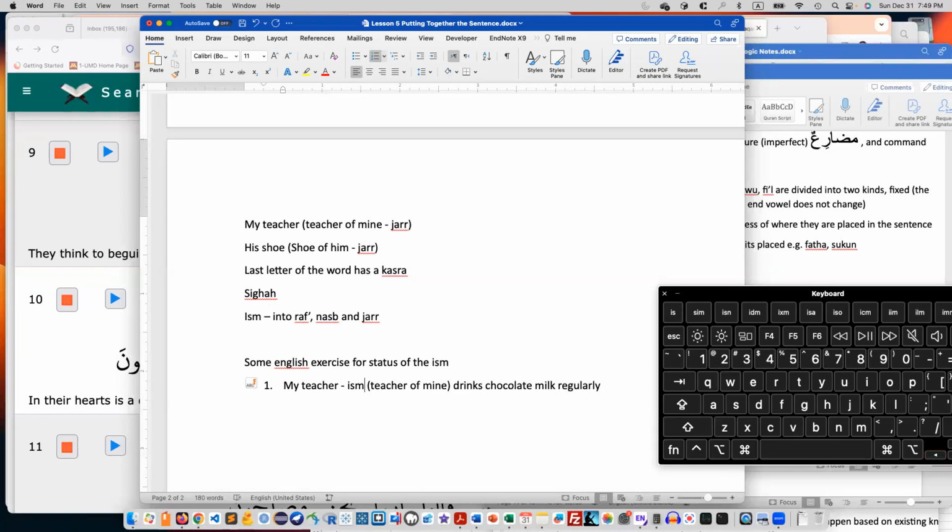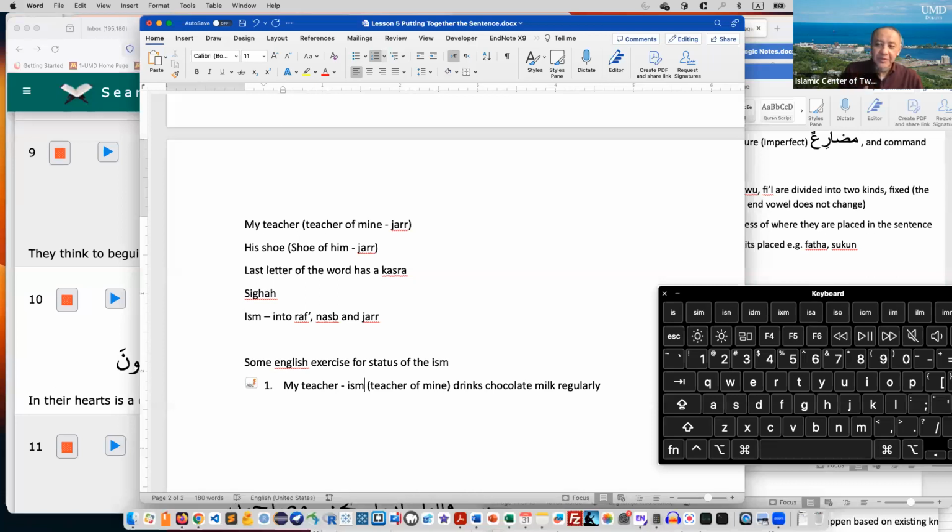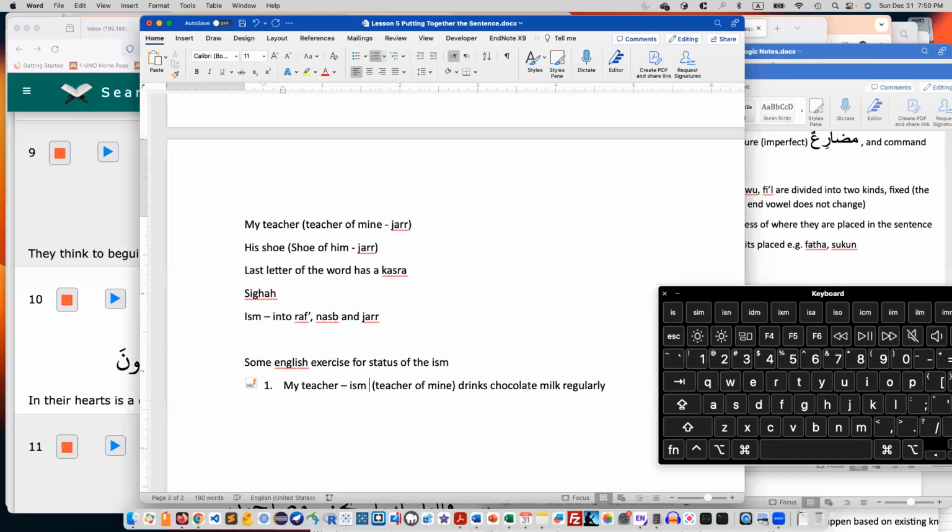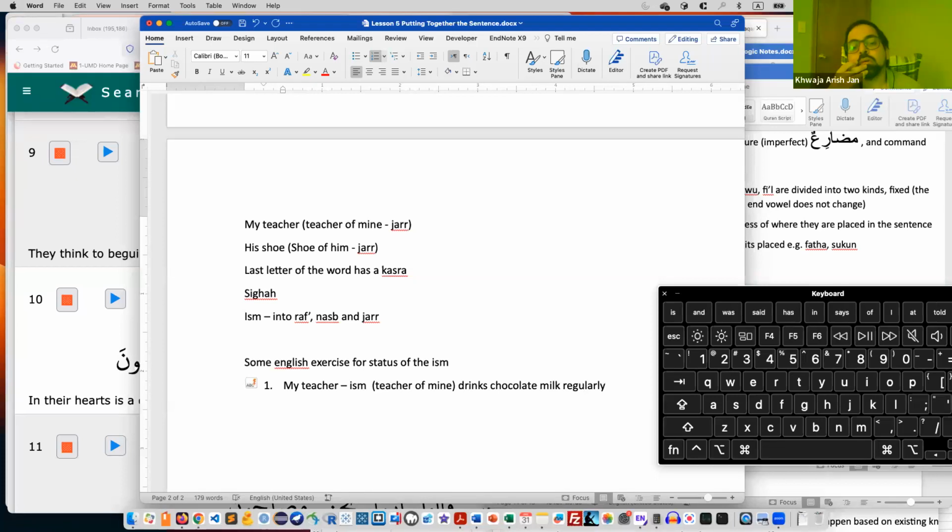Now, isim has three roles, right? It's either doer. Teacher is doer. Say it again. Yeah, it's a rafa, doer. Correct. Teacher is a doer, correct? The teacher is doing it, right? So which one is it? Rafa, nasab, or jar? Teacher of mine is rafa. It's rafa, yes. So this is isim rafa.